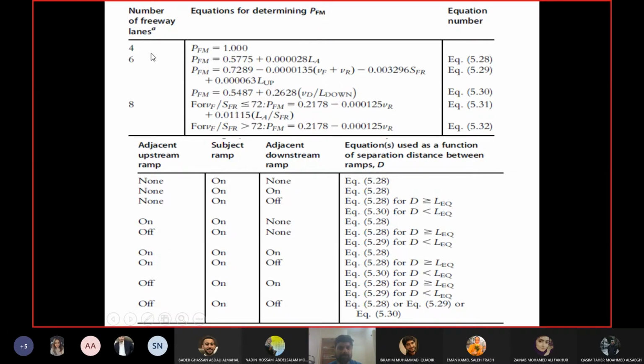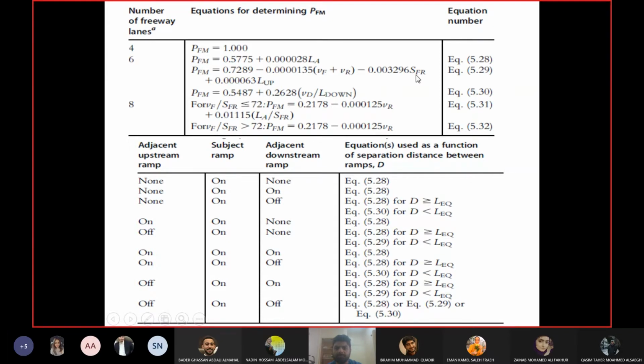Okay, so you can see the number of lanes here. So as I said, 4 lanes, then PFM will become 1. So VF will be equal to V12 merge. Okay, if you have a 6 lane, then you have 3 possible equations. Okay, if you have 8 lanes, then you have 2 possible equations. Okay, so in these equations we know this, we know this, we know this.